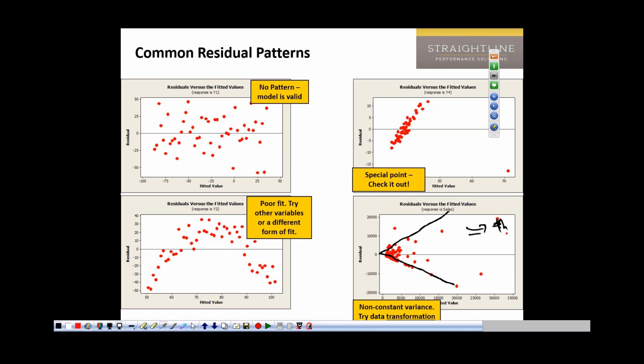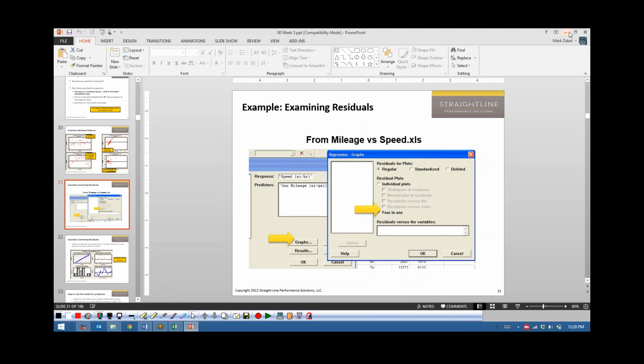This might say transformations, or it might say other variables. But so far, it looks like, at least in our example, we looked at the residuals. They look pretty good. So we're going to move on. Okay. I'm going to shut that one down.